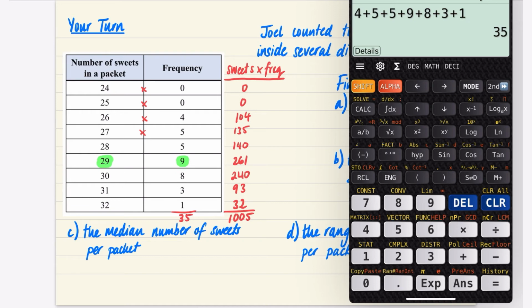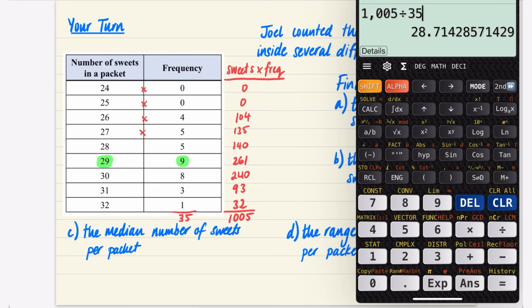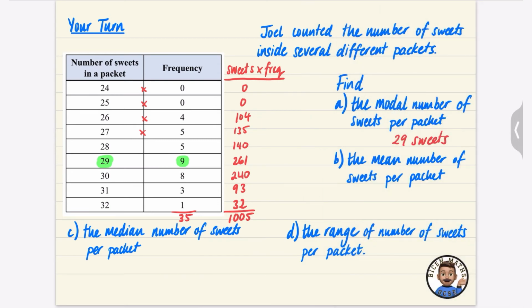So I'm going to do the total number of sweets that there were, and I'll divide it by how many packets there were to find out how many there were on average. So that's 1005 divided by 35. And I'm just going to do that to one decimal place. It would normally tell you, but I'm going to go with one decimal place and do 28.7 sweets per packet. So I did 1005 divided by 35, which is 28.7 sweets.